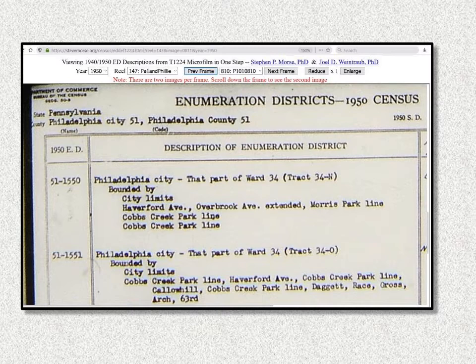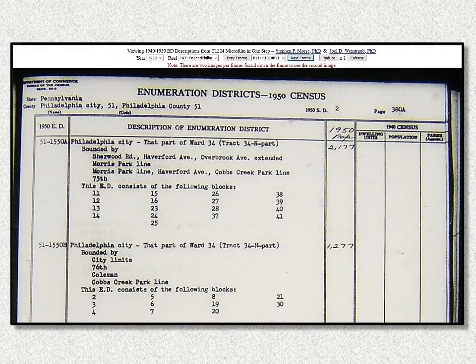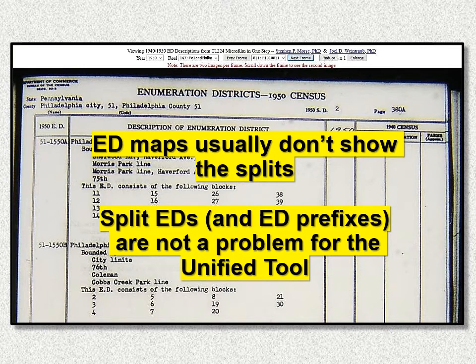So as an example, here is Philadelphia. If we look closely at 51-1550, we see someone has put in pencil A, B, C, D, and E under 1550. And then very close next, we will see pages where the split EDs, their boundaries are shown or described. Now, ED maps usually don't show the splits because the splits were done in 1950. The ED maps, the boundaries were put on existing maps probably in 1949. But split EDs are not a problem for the unified tool, neither is the changing ED prefixes. And we will get you to the right enumeration district, whether it's split or not.